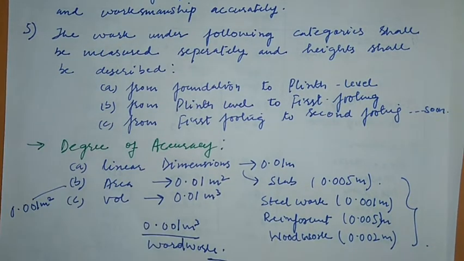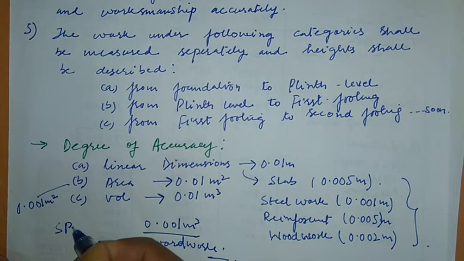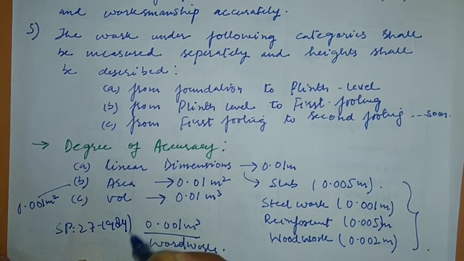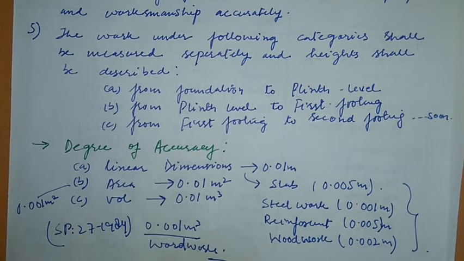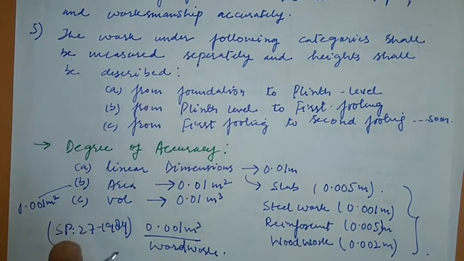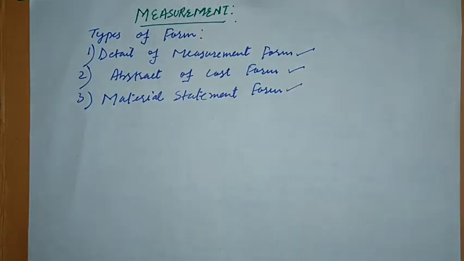This is about the degree of accuracy in estimating. This is as per SP 27 1984. Let me write the name, SP 27 1984. These limits of measurement and the degree of accuracy in estimating is according to the SP 27 1984.